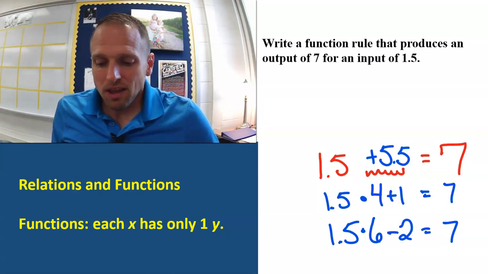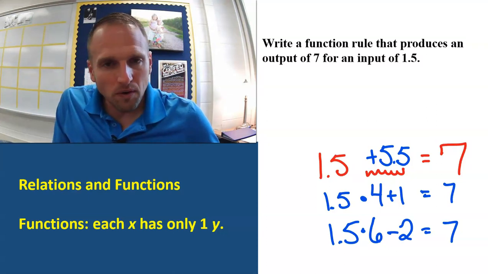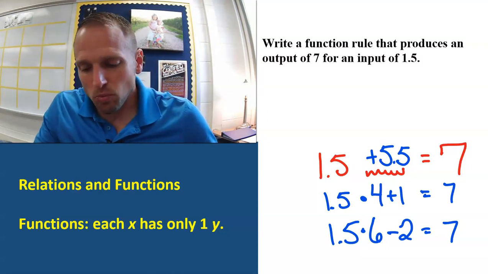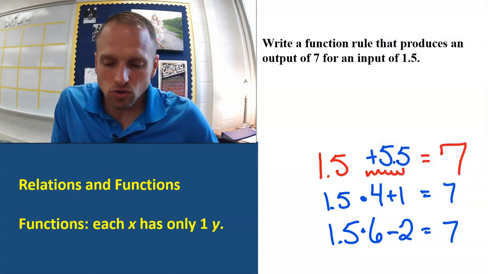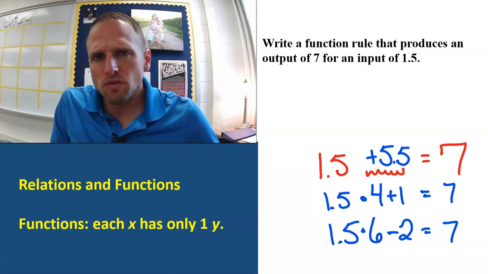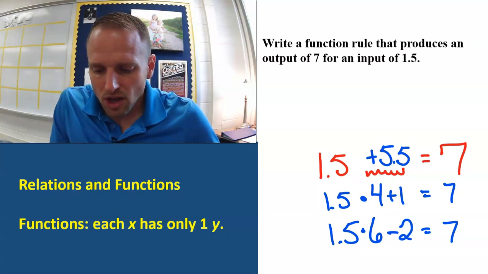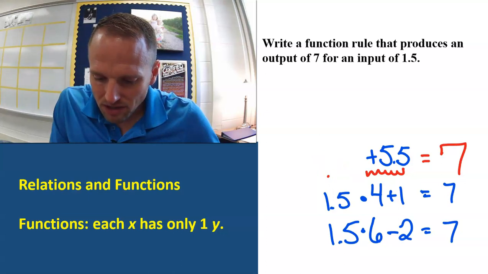Now here's the thing. It's not always going to be 1.5. In this problem it is. It says 1.5, but when we're looking for a rule, I want something that's going to be always true. So it's not always going to be 1.5. So what do we do if it's not always 1.5? We could just call that x. So instead of 1.5 here, I'm going to think of this as an x.